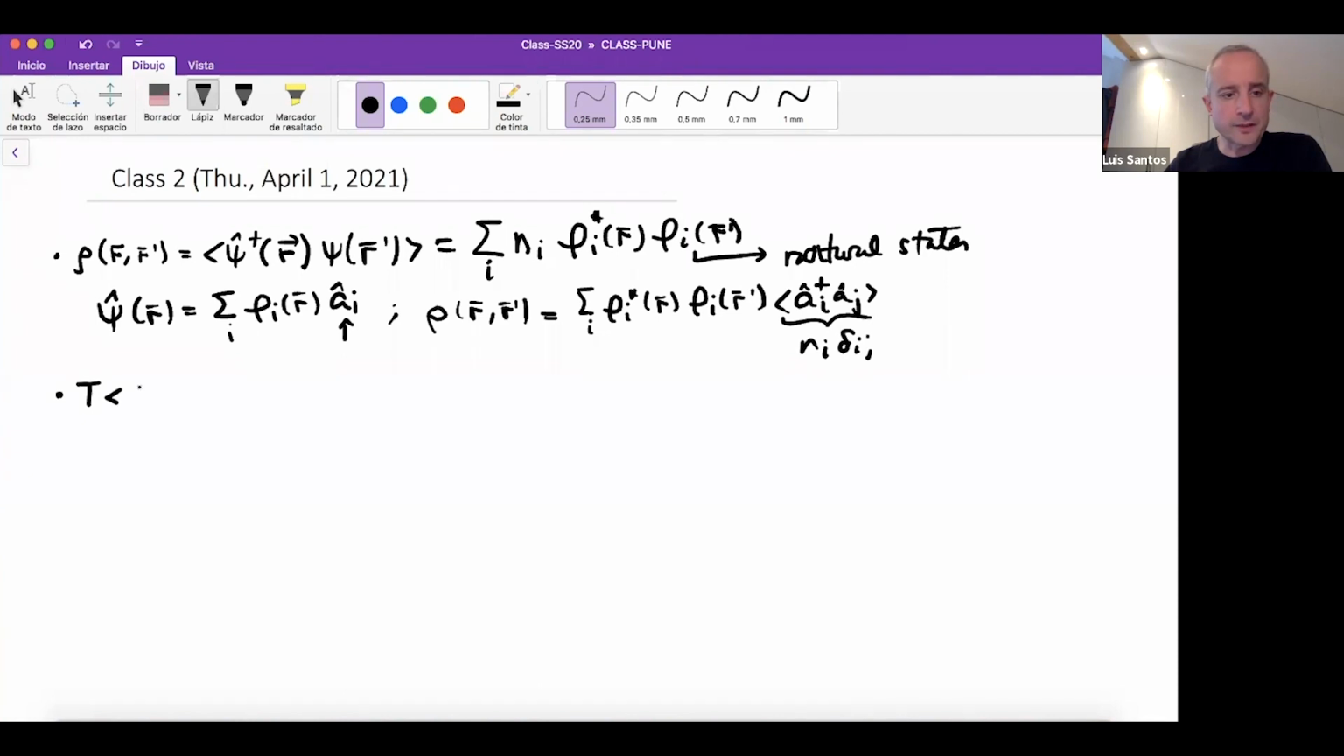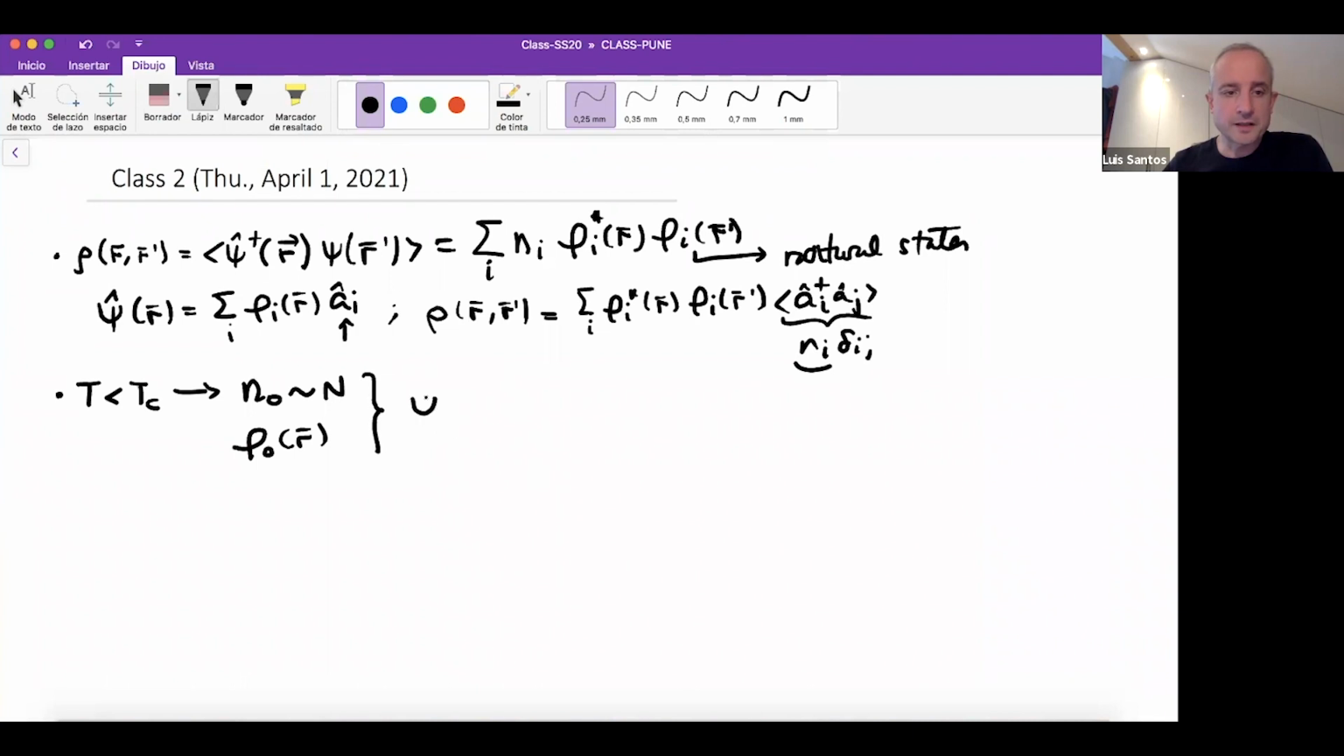And yesterday we said that if the temperature is smaller than the critical temperature, then I have a condensate. And this means that one of these natural states will be macroscopically occupied. Let's say the natural state 0 is macroscopically occupied. So one of these N_i's here will be macroscopically occupied, of the order of the total number of particles. And this means that the corresponding wave function phi_0 of R will play a very important role. This will actually be the condensate wave function.